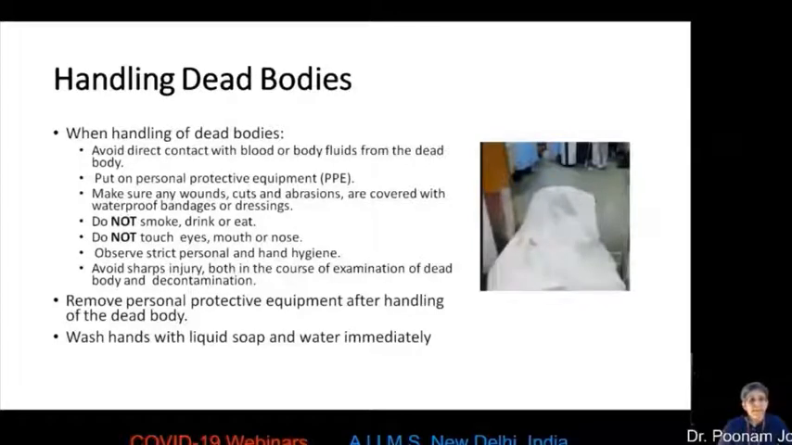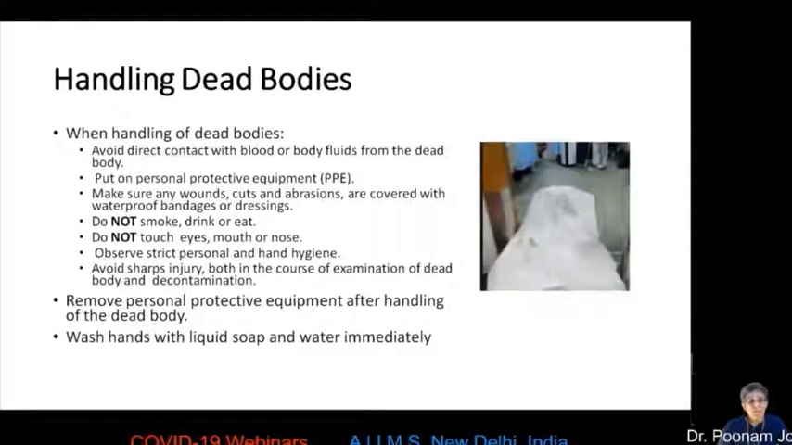Finally, handling the dead bodies. When handling dead bodies, we have to avoid direct contact with blood or body fluids from the dead body. Put on personal protective equipment. Make sure that if a healthcare professional has any wounds, cuts or abrasions, they are covered with waterproof bandage or dressings. We are not supposed to be eating, drinking or smoking near the dead body. Do not touch your eyes, mouth or nose.